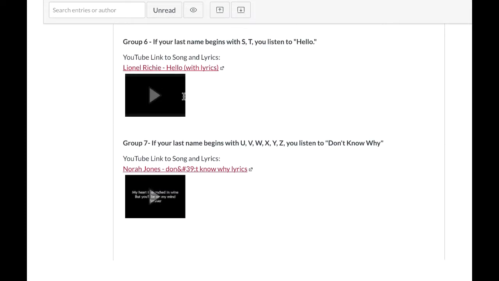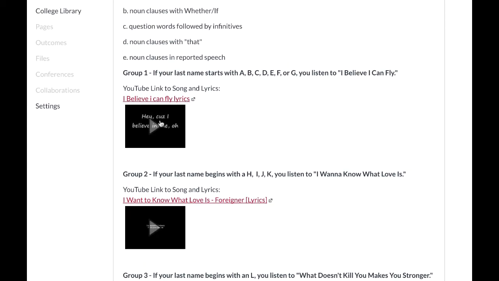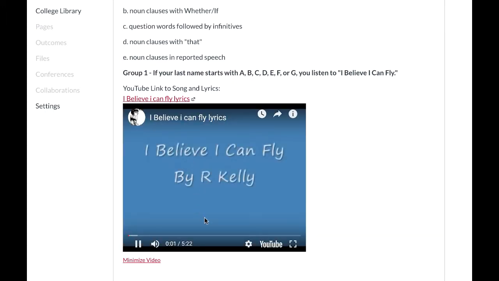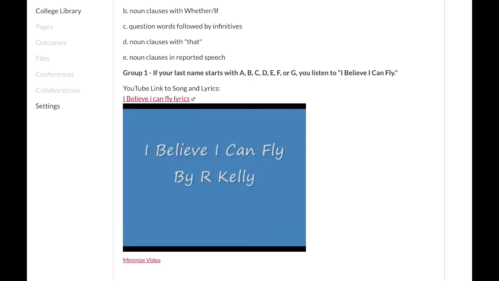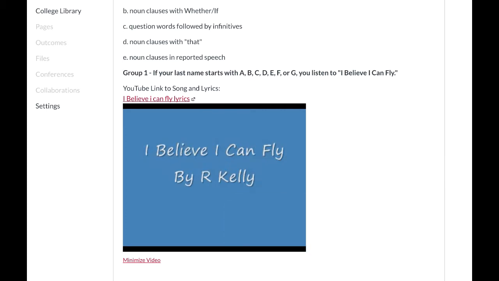So let me come back up here to the first group so I can listen to the song, and my song is I Believe I Can Fly. So I would listen to it and I'd write down any noun clauses I can identify. Now, all of the songs have the lyrics. So I'm just going to try to do one just for the example here.